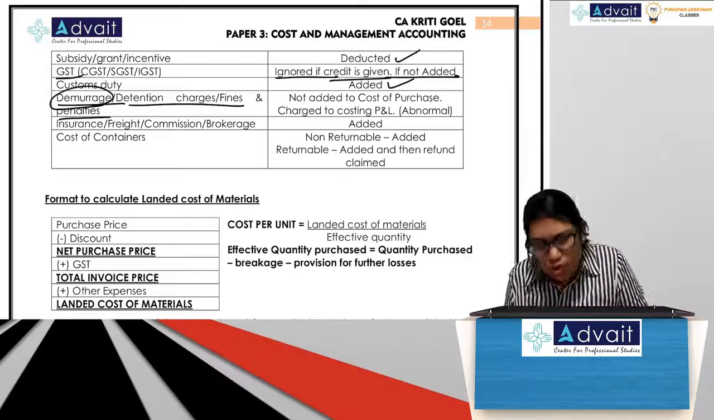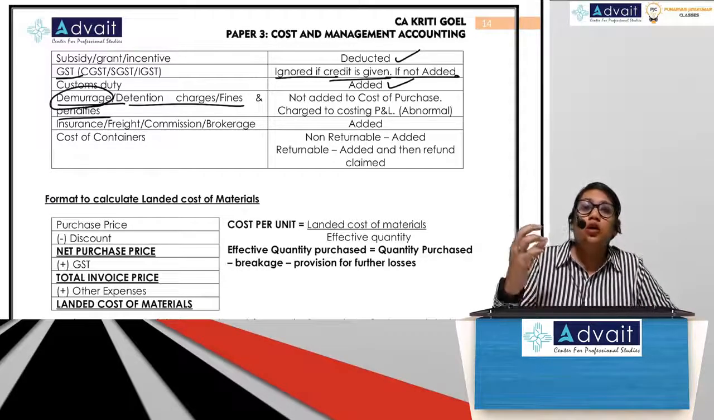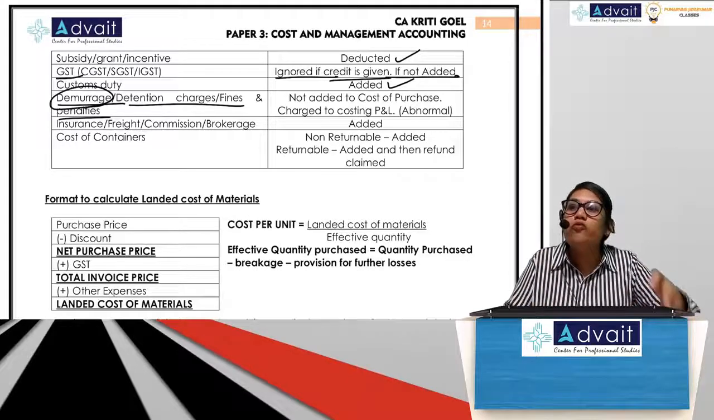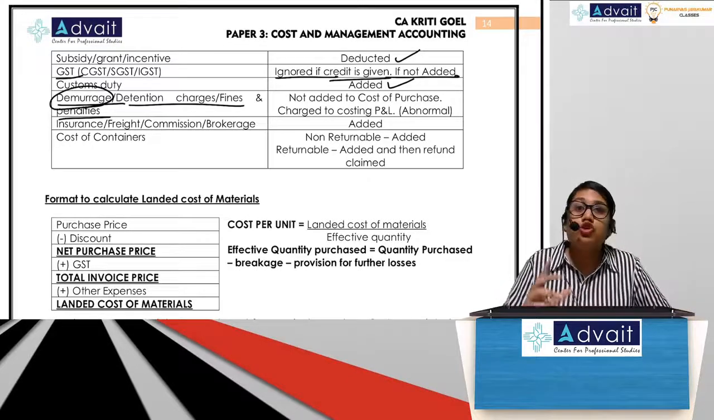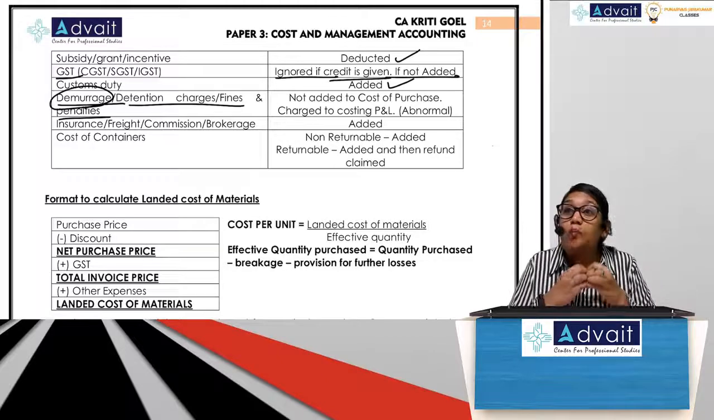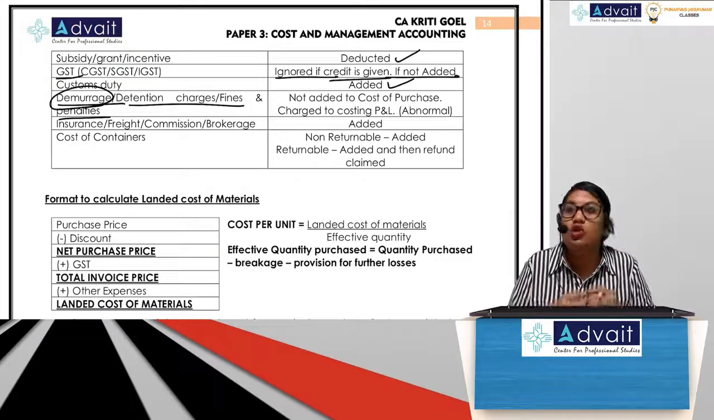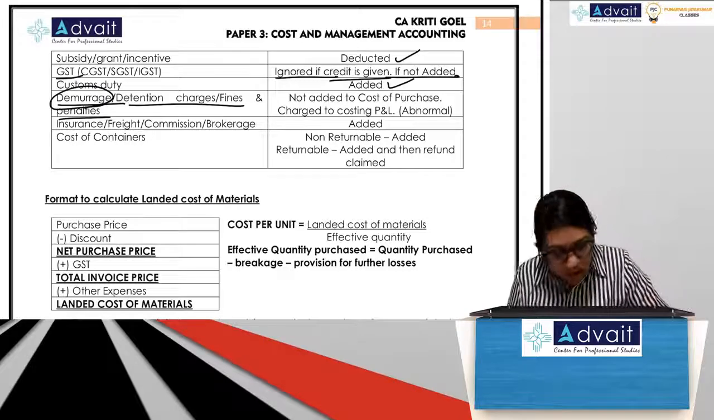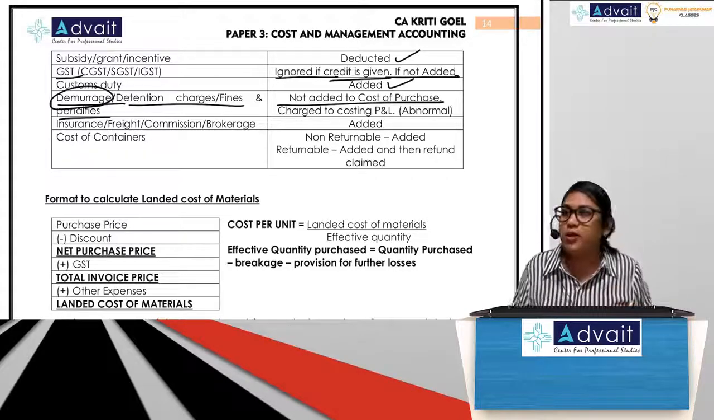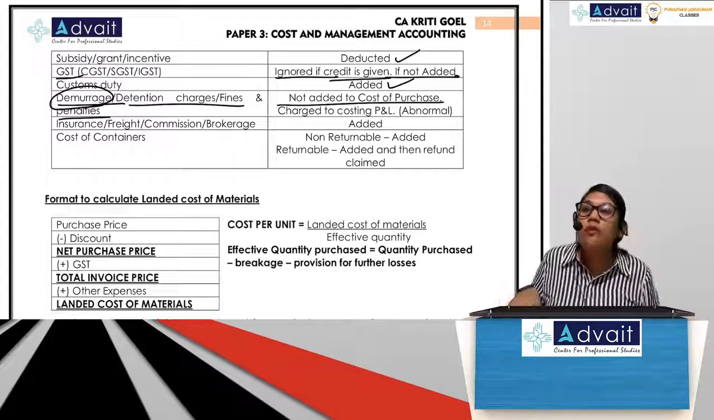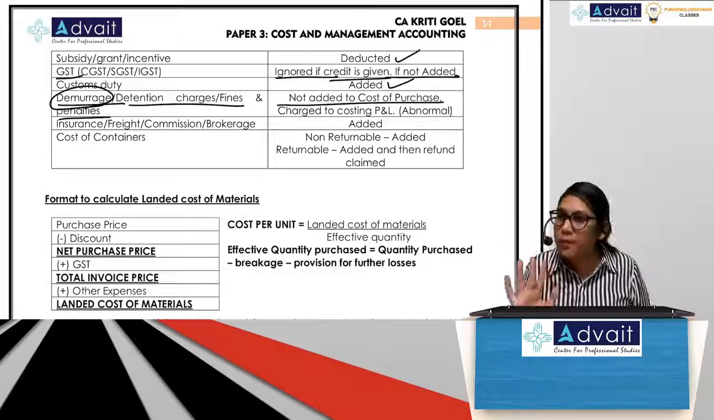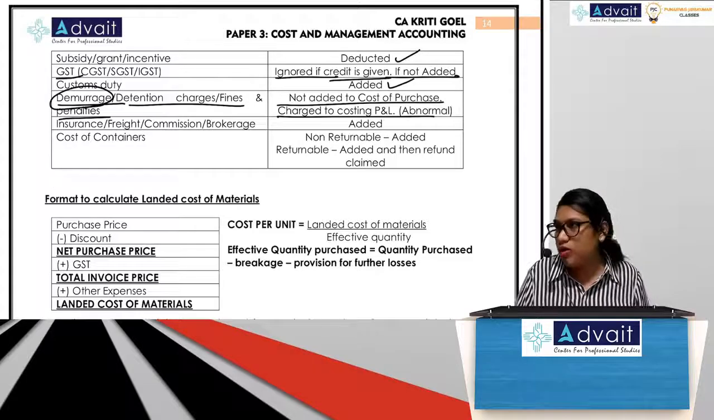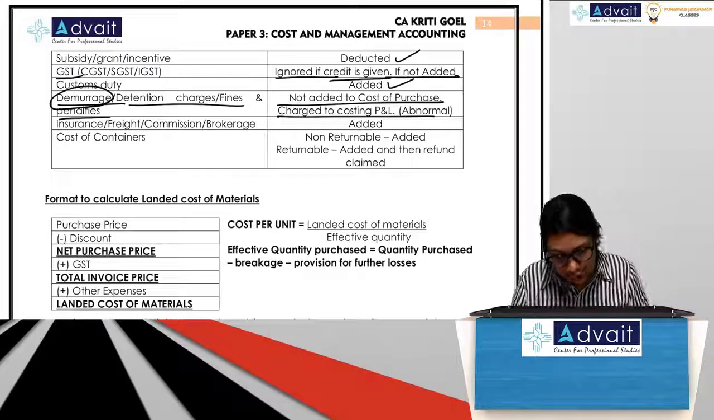So demurrage is usually paid on ships which have unloaded their material and not moved it from the docking yard. Okay, so all these expenses are abnormal in nature. So what do we do with abnormal expenses? Costing P&L. They are never added to the cost of purchases. If they are added, you have to remove them and transfer to the costing P&L account. So this should be charged to costing P&L account. They are all abnormal in nature.